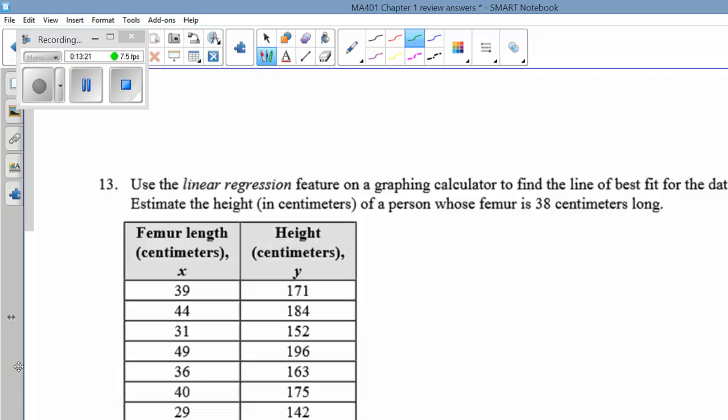Okay, use the linear regression feature on a graphing calculator to find the line of best fit for the data in the table. All right, this is it, guys. Do you remember how to use the linear regression feature? If you don't, you need to find your cheat sheet, or you need to grab a post-it note or something right now and write down these instructions, because I am going to reteach you how.